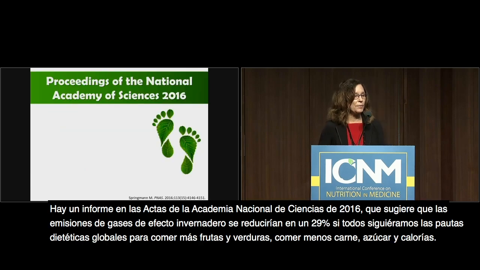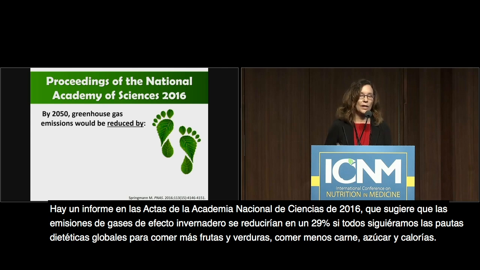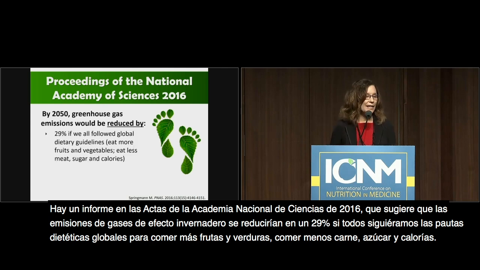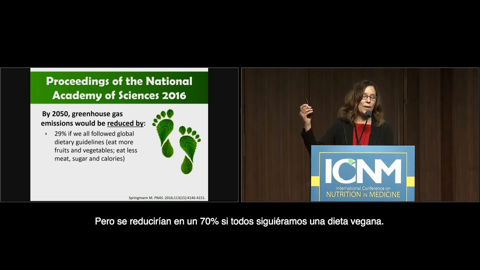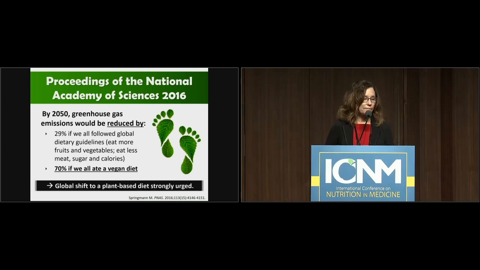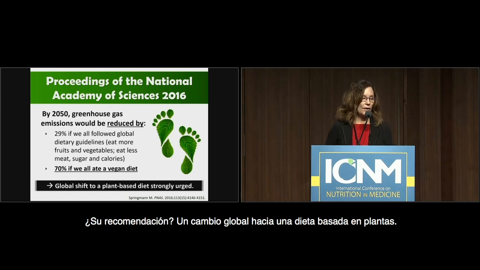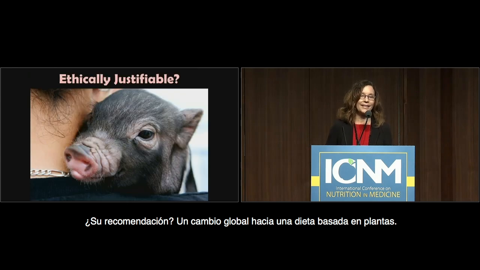There was a report in the Proceedings of the National Academy of Sciences in 2016 that suggested that greenhouse gas emissions would be reduced by 29% if we all followed the global dietary guidelines to eat more fruits and vegetables, eat less meat, sugar, and calories. But they would be reduced by 70% if we all ate a vegan diet. And their recommendation was a global shift to a plant-based diet.